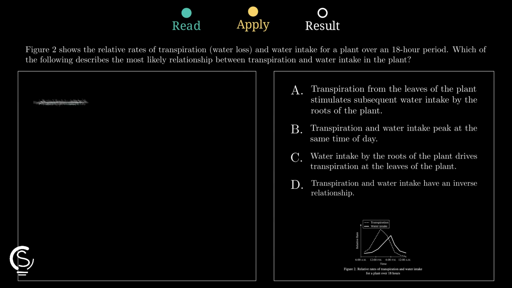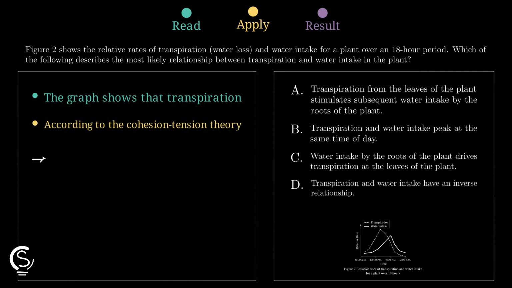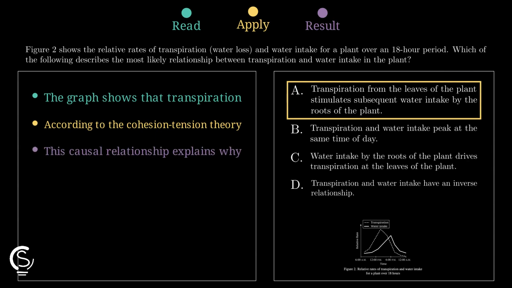According to cohesion-tension theory, water loss from leaves creates the pull that moves water upward, so transpiration is the driver here, and root water intake happens as a response. That causal relationship explains the lag on the graph. Transpiration happens first, then water intake follows, matching option A and ruling out same time or inverse.